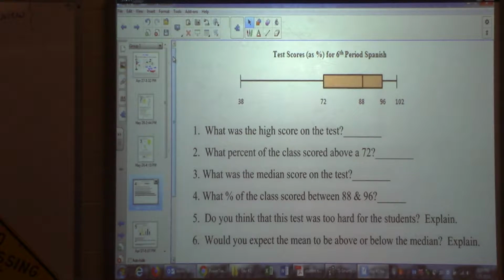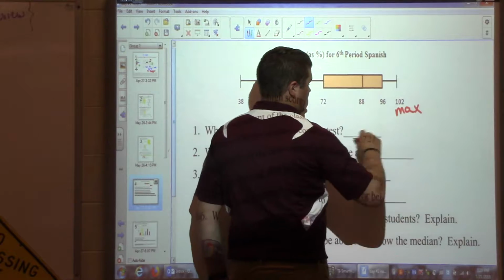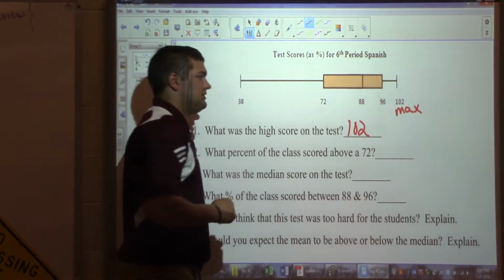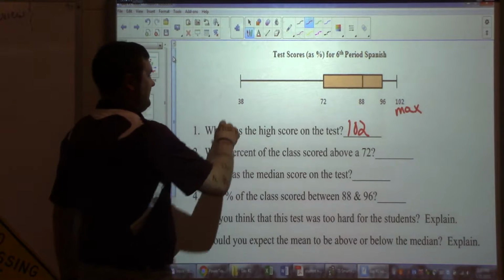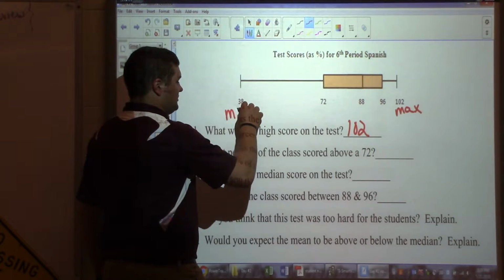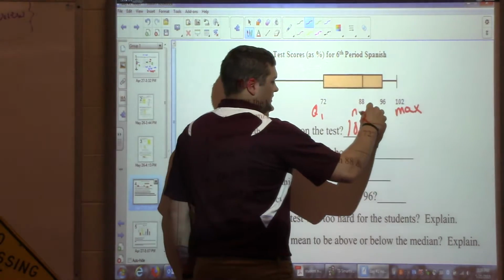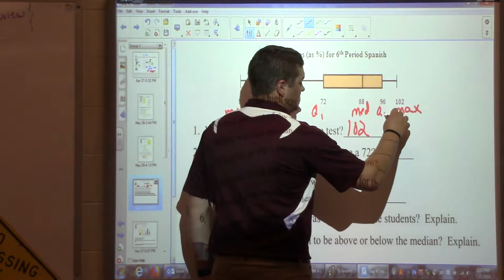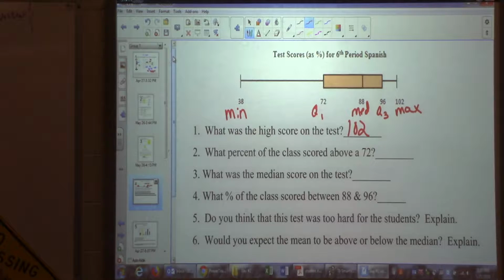What was the high score? 102. How'd you get that? It's the max, right? The one all the way to the right is our maximum. So 102 is the highest on the test. What's this one down here? 38. It's a minimum. What does 72 represent? Lower quartile. What's 88 represent? And 96? Upper quartile, right? I'm just going to label them all. I figure that'll be easiest to answer questions later.